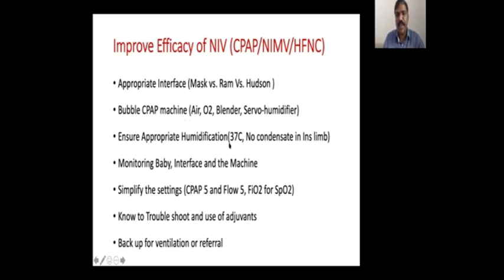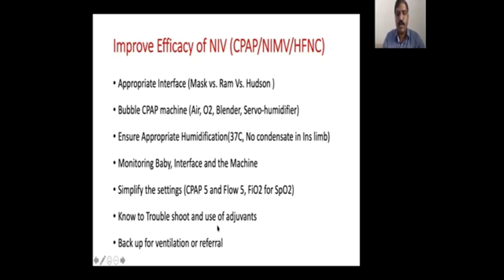Ensure appropriate humidification. The gas should reach the nose at 37, and there should be 100% relative humidity when the gas is reaching the nose. And we should monitor the baby, the interface, and the machine to ensure adequacy of CPAP. Simplify the settings. Start with a CPAP of 5. The baby has respiratory distress, flow of 5, and FiO2 titrate to maintain the saturation between 91 to 95%. You can start with 30% and keep on increasing till you get the saturation of 91 to 95%.